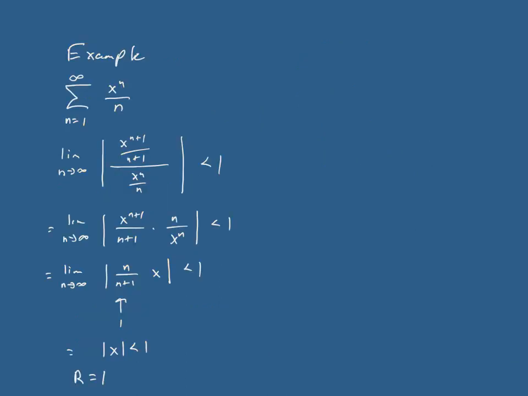Okay, so for this particular problem, we're going to take the series as n goes from 1 to infinity of x to the n over n, that power series. So I'm going to take the limit as n goes to infinity. I'm going to set this up. It's going to be x to the n plus 1 over n plus 1 all over x to the n over n, and that's less than 1. Now remembering what I'm going to do on this one, I'm going to take this and multiply by the reciprocal. So this is now the limit as n goes to infinity of x to the n plus 1 over n plus 1 times n over x to the n.